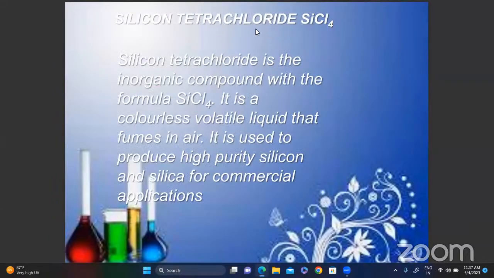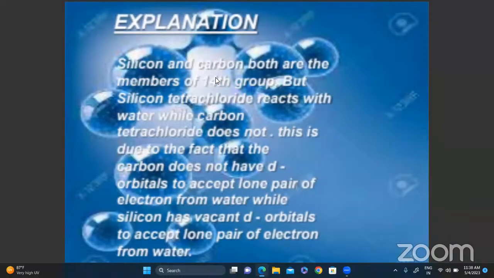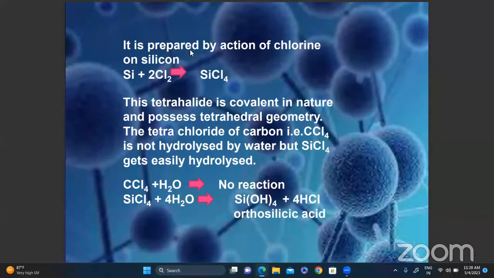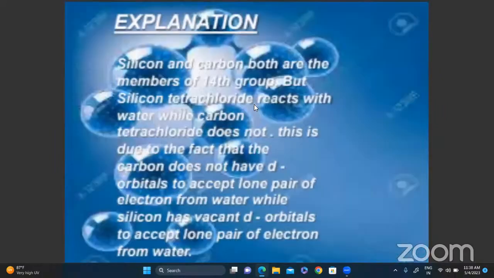So this is silicon tetrachloride. Silicon tetrachloride is another compound of silicon. Okay, so how is it prepared? It is prepared by the action of chlorine on silicon. So this is the preparation of silicon tetrachloride.